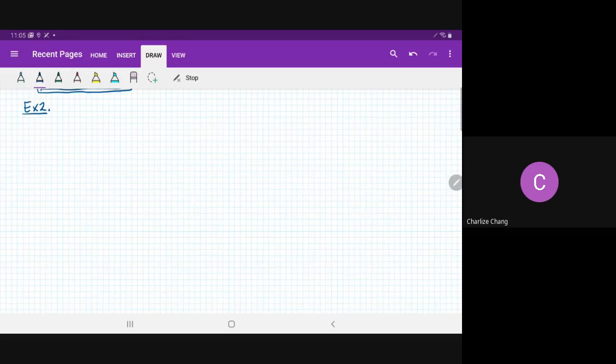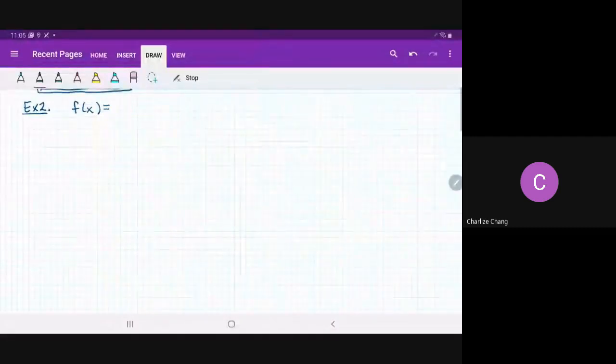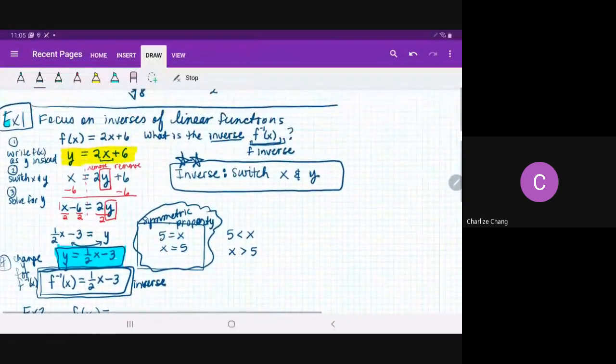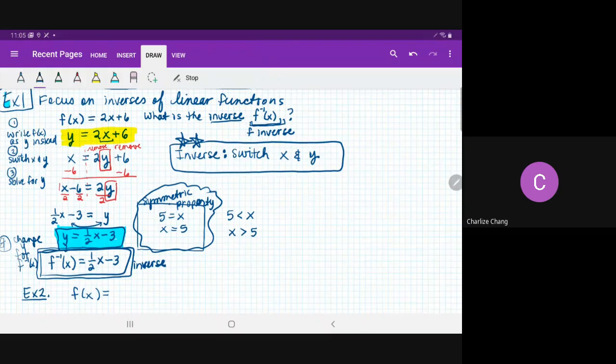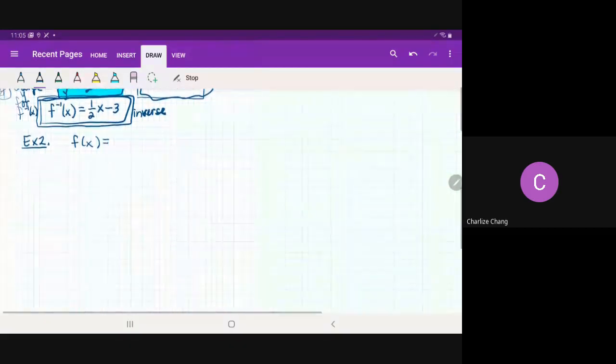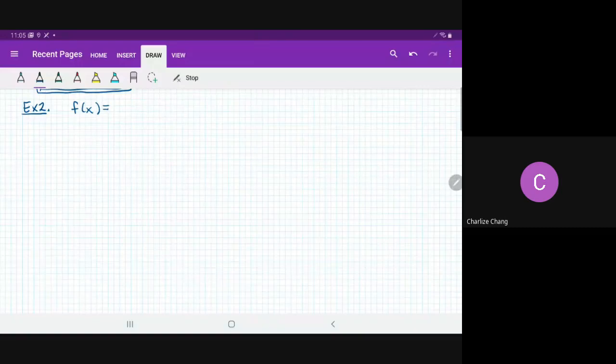Okay, so example 2. So we have f of x equals, oh, I was telling you I wanted to graph those. Let me show you one more example of the algebraic and then we'll go back and graph those. Okay, so let's say we have 3x minus 6, and it says find f inverse of x.